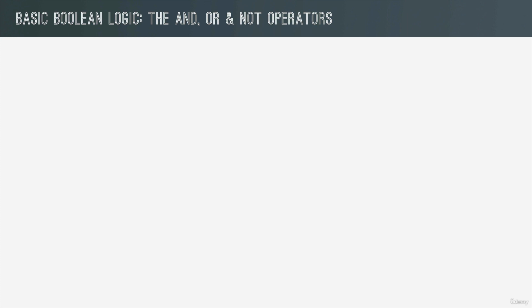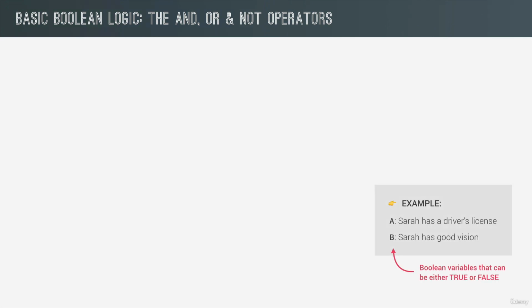And note that Boolean logic is actually not specific to JavaScript. This is all true for all programming. But anyway, let's now understand how these operators work and use an example to illustrate it. So here we have two Boolean variables that can either be true or false. So A is that Sarah has a driver's license, and B is that Sarah has good vision.